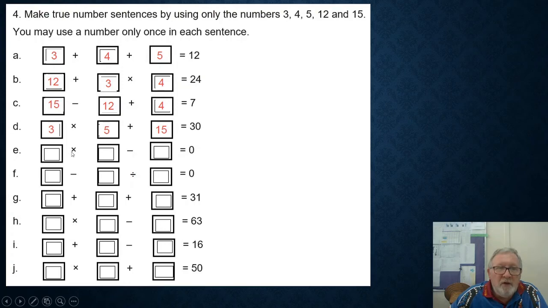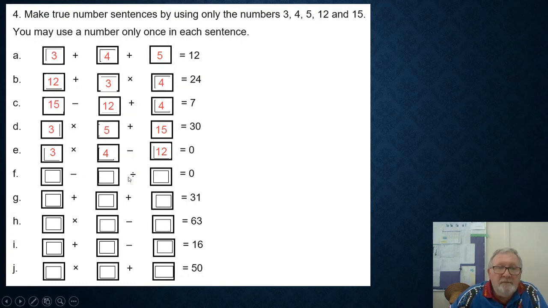You've got to end up with 0 here. So times is first. So whatever you're multiplying here, you're then going to have to take away the same amount. You know what? I'm looking at this one, and I think that might suit. 3 times 4 is 12 minus 12, but I wonder if you went 3 times 5 minus 15. That's another answer. So either that, 3 times 4 minus 12, or 3 times 5 minus 15. Both will give you 0.